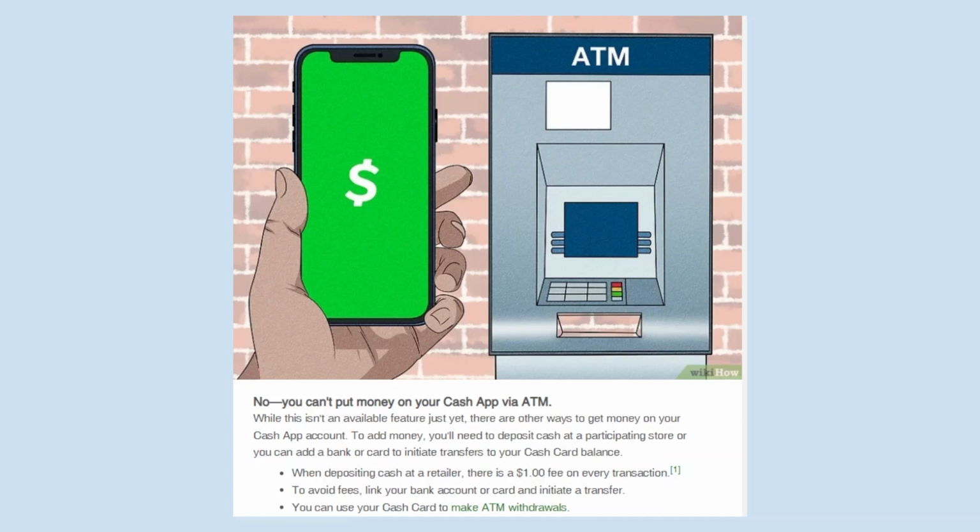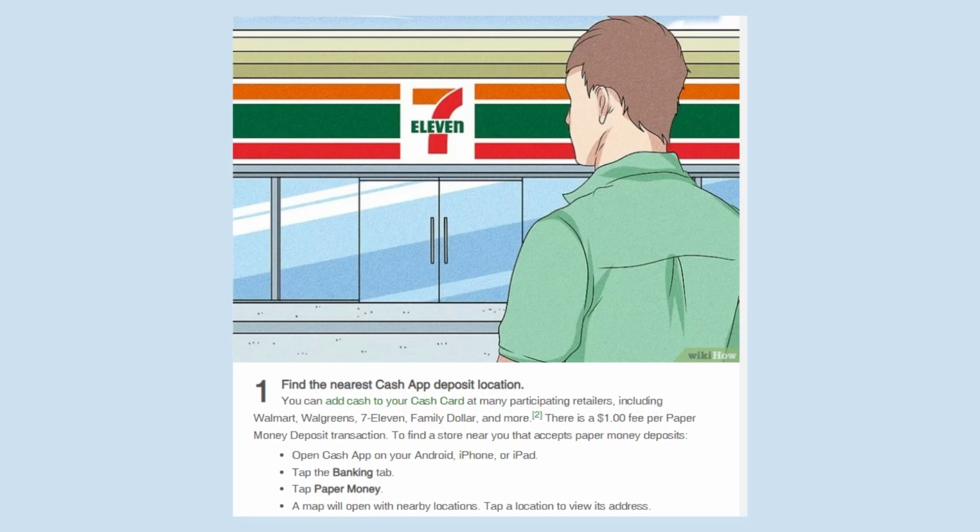You can use your cash card to make ATM withdrawals. You can add cash to your cash card at any participating retailers, including Walmart, 7-Eleven, Family Dollar, and more. To find a store near you that accepts paper money deposits, open the Cash App on your phone. Tap the Banking tab and tap Paper Money, and a map will open with nearby locations. Tap a location to view its address.